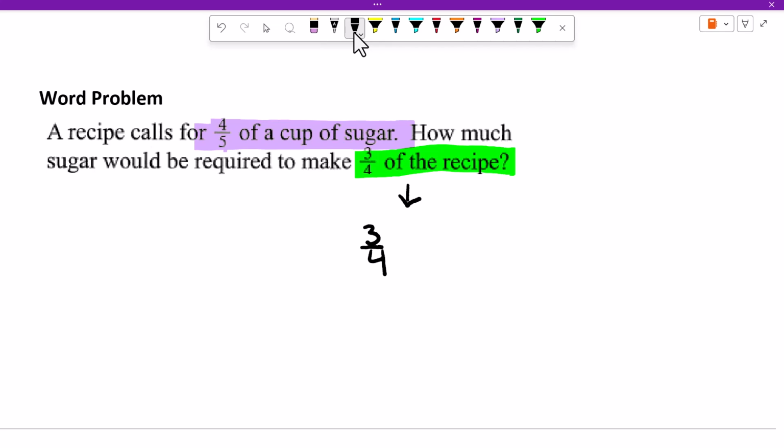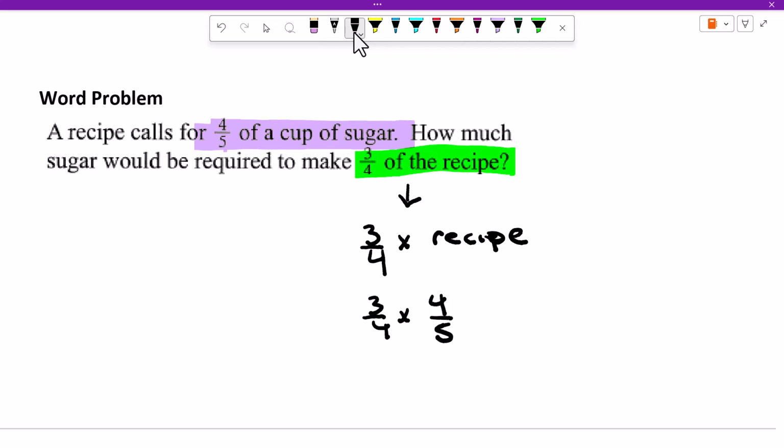Now, let's translate some words. Three-quarters, all right? The word of in math world changes to the word times. Like add and sum mean the same thing. Product and multiply mean the same thing. Quotient and divide mean the same thing. The word of, you see in a word problem, means times. So this means 3/4 times your recipe. So how much sugar is your recipe calling for? 4/5. All right, so you go 3/4 times 4/5.